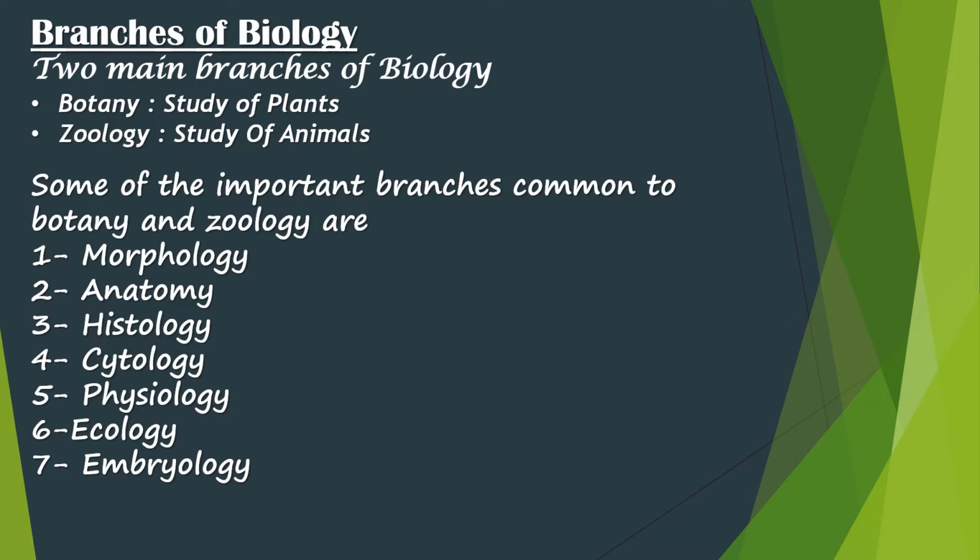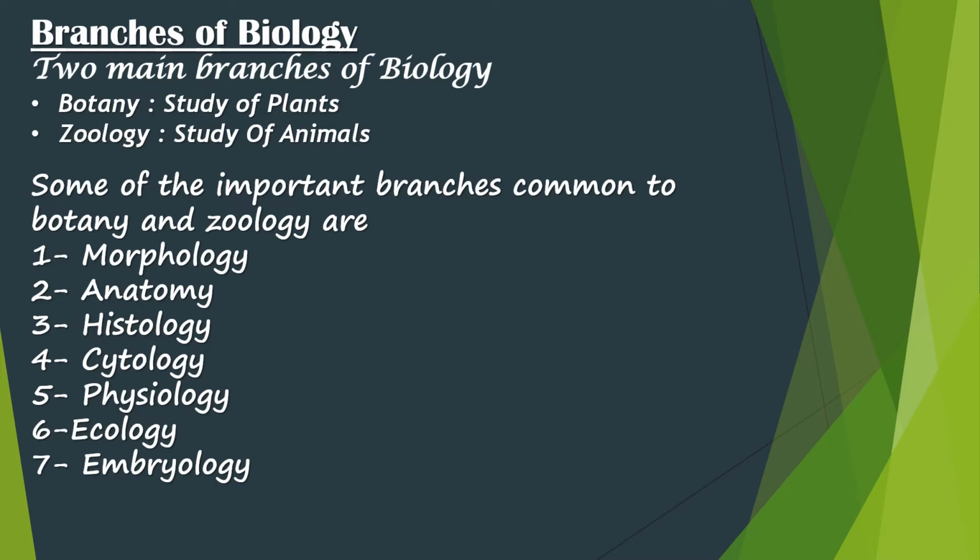Next, number 5, physiology. It is a study of functions of different parts of living organisms. What function is performed by the leaf of a plant? Leaf is responsible to perform photosynthesis. Similarly, the heart of an animal is responsible for the circulation of blood in the body. So these are the different parts of living organisms which perform different functions, and we study these parts and their functions in the branch physiology.